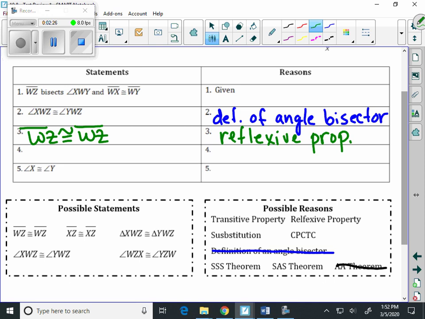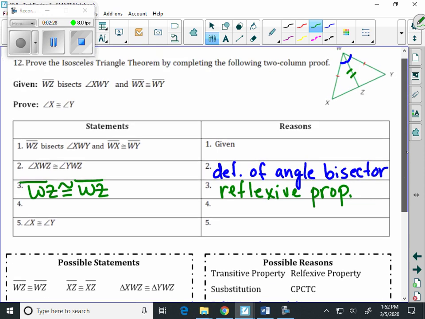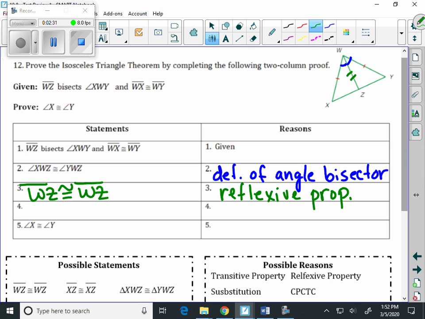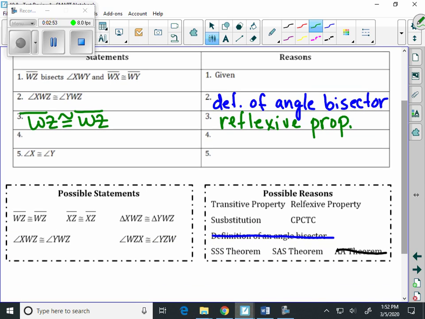There's our reflexive property. But what I'm trying to stress as we go through this particular problem is to mark up your triangle. When you mark up your triangle, we need to look really close. So what I see is we've got a red mark on the side, we've got a green mark on the side, and we've got a blue angle. So we've got two sides and an angle. And down here in our possible reasons, we only have two choices.